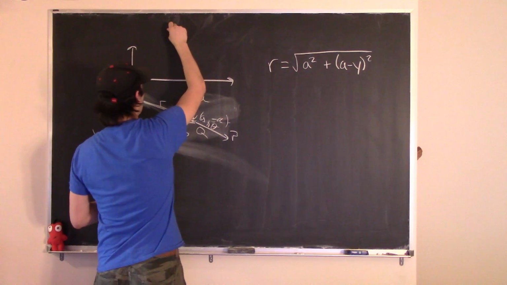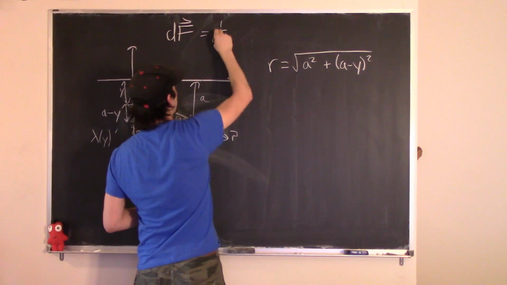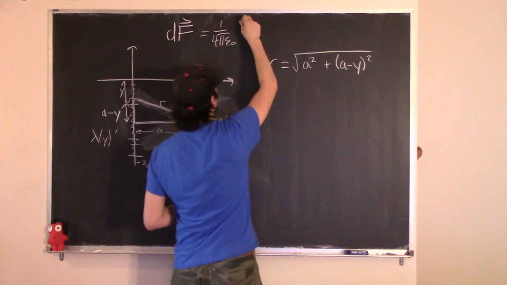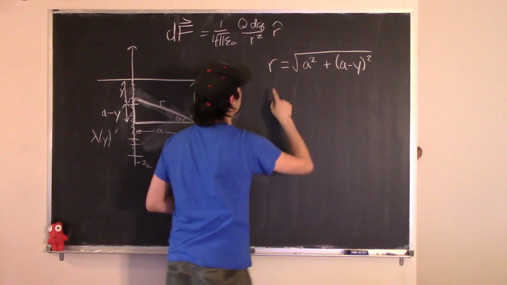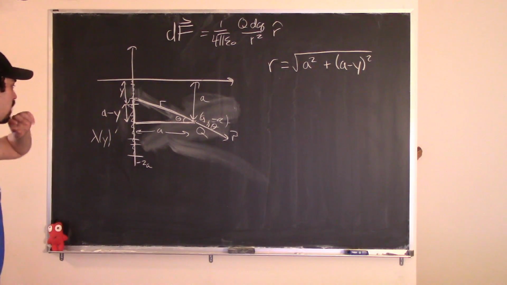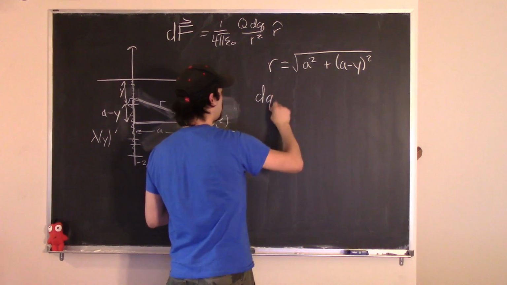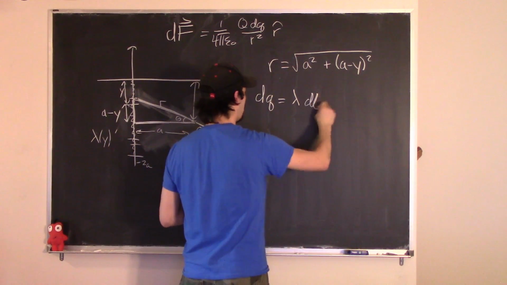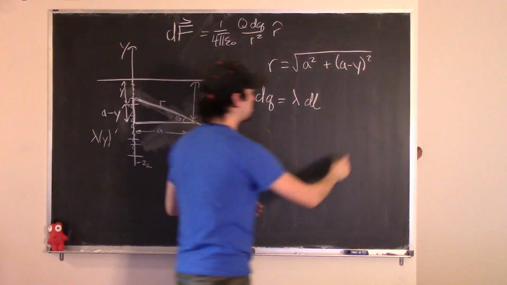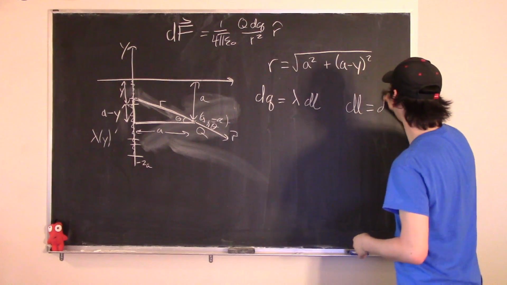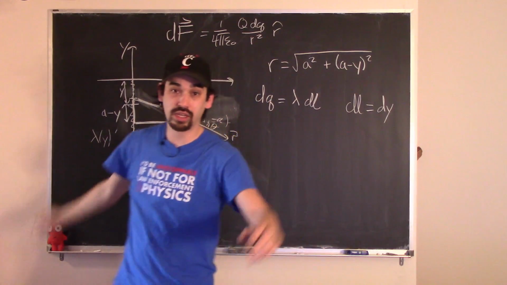So that's to say that dF is going to be equal to 1 over 4 pi epsilon naught, q dq divided by r squared times r hat. So we've already determined what r is, and while we're at it, let's go ahead and write down what dq is. So in general, dq is going to be lambda dl. We see that our charge is spread along the y-axis, and so dl is going to be equal to dy, and lambda is some function of y that I gave you.